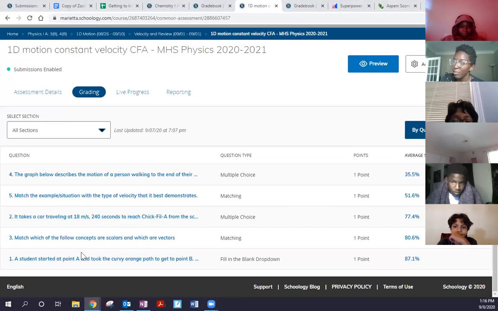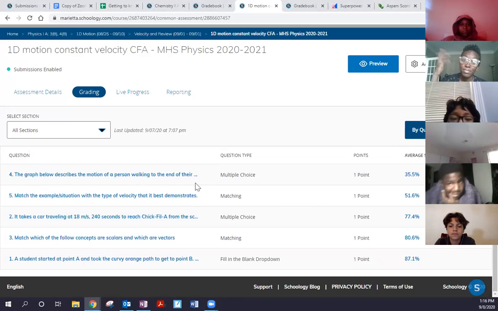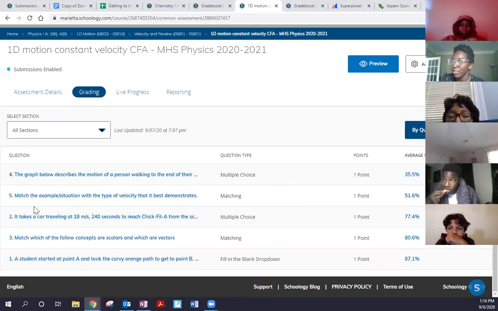So here are the 5 questions. The question about the graph was the most missed question. That makes sense because I gave you some video notes on graphs, but I didn't really tell you how to read them, so we're going to do that today. The next most missed question was the one about the different types of velocities: constant velocity, average velocity, and instantaneous velocity. So we'll talk about those today.